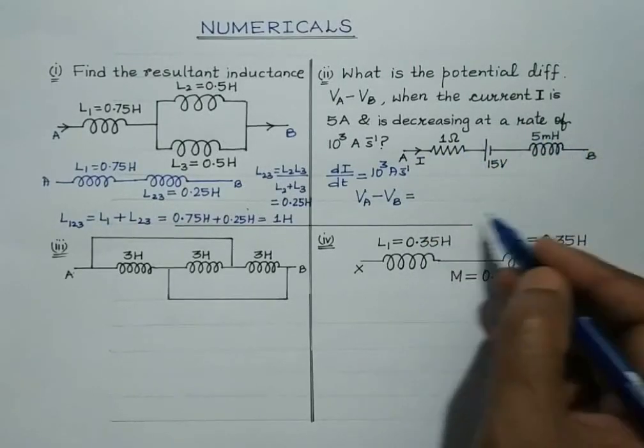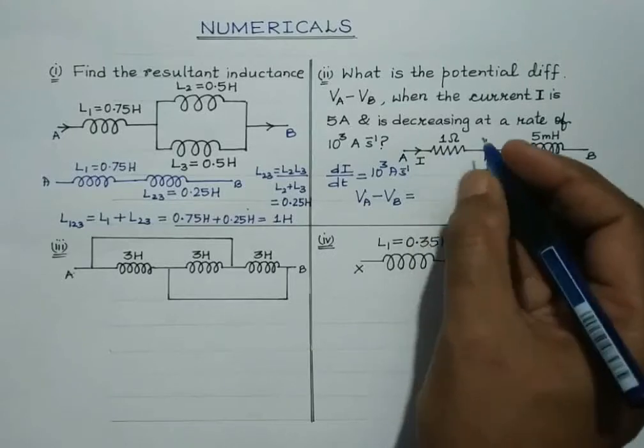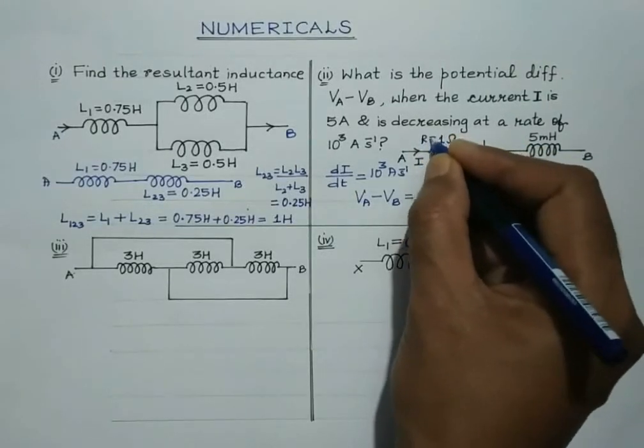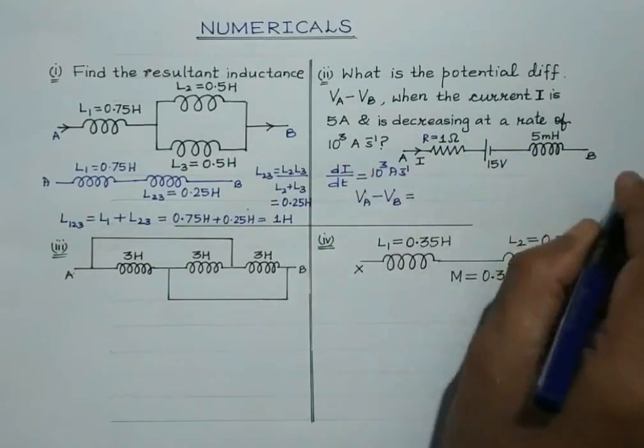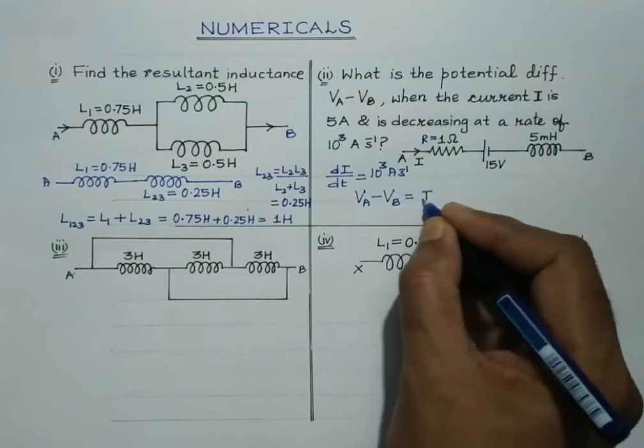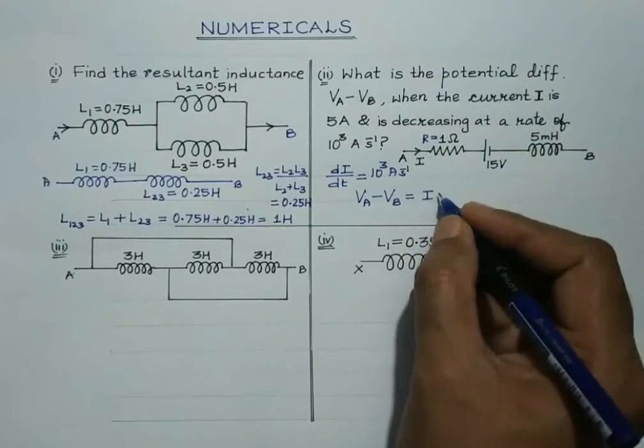So let's apply the loop rule. So here, suppose it is R. So current is flowing along this direction. So the potential drop across this resistor would be IR.